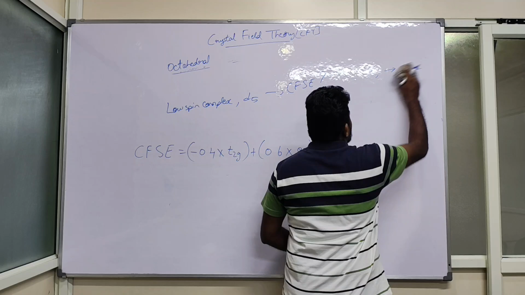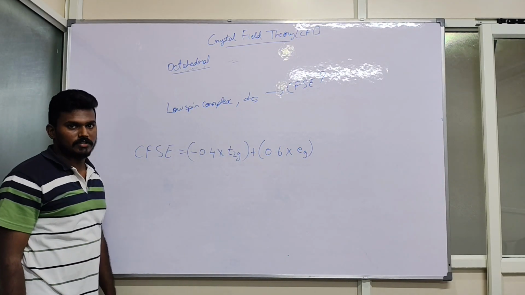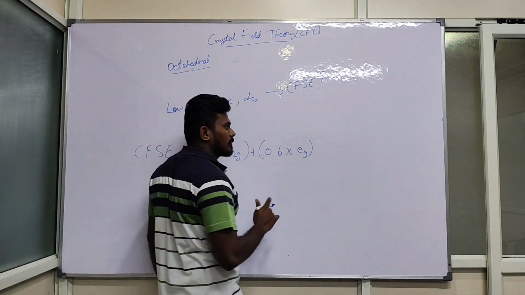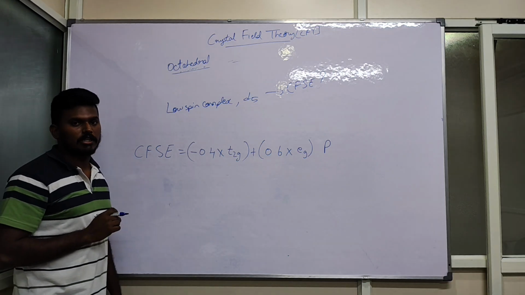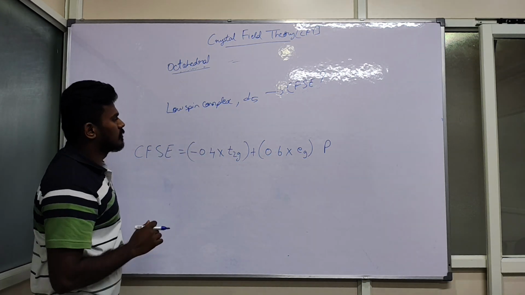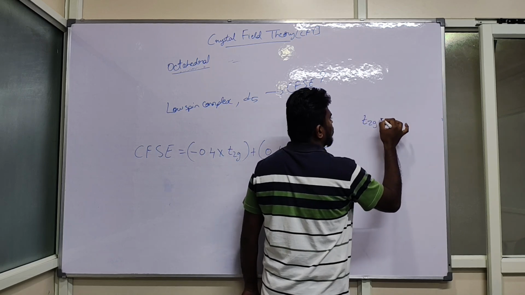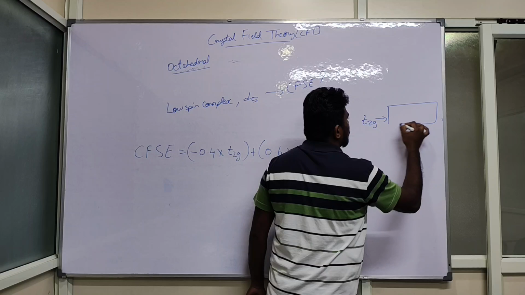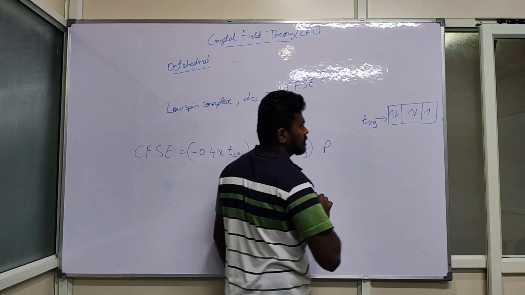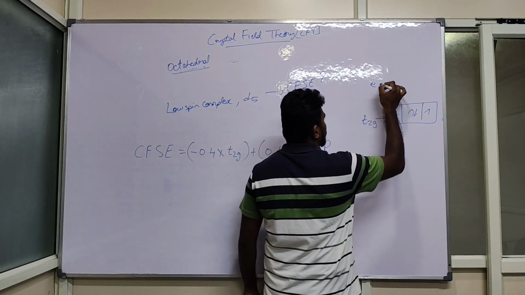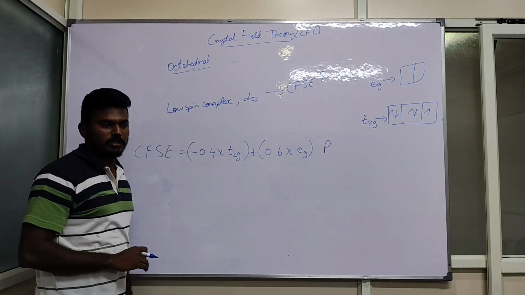So this will be the equation to calculate the CFSE value, and if there are paired electrons, then you will multiply those paired electrons into the equation. So for example, d5 in the low spin complex. Low spin complex means all the 5 electrons will be filled in the t2g orbital only. Clear? And eg will have 0 electrons. It doesn't contain any electrons because it is a low spin complex.